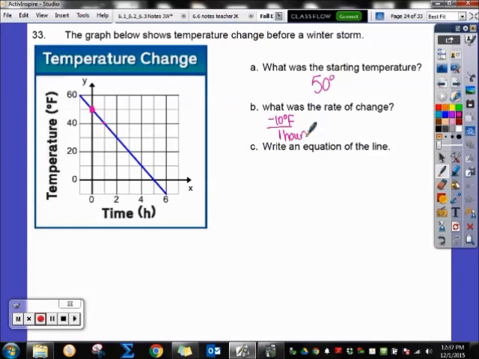Then if we want the equation of the line, the easiest way to do that would be to take our slope and our y-intercept, which we have on A and B, and plug it into slope-intercept form. So y equals -10x plus 50.